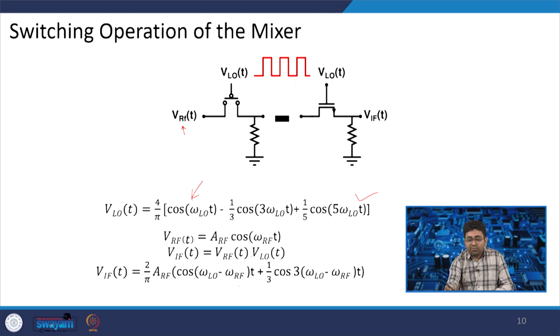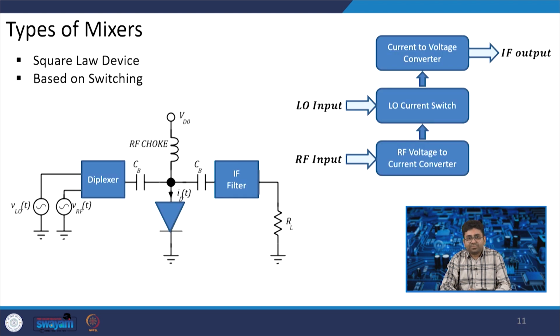And one more thing I want to add here is that a mixer is a 3-port device. It has an RF input, an LO input and an IF output. So, two frequencies are the input and one frequency is the output. It is a 3-port device that is widely used in receiver design.